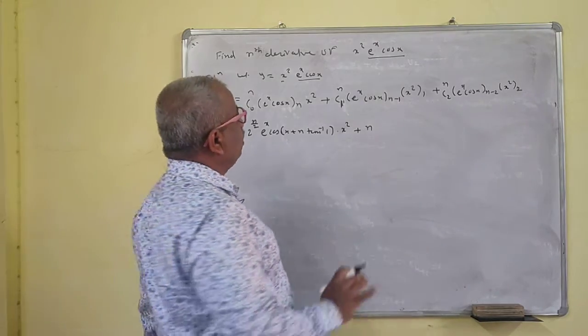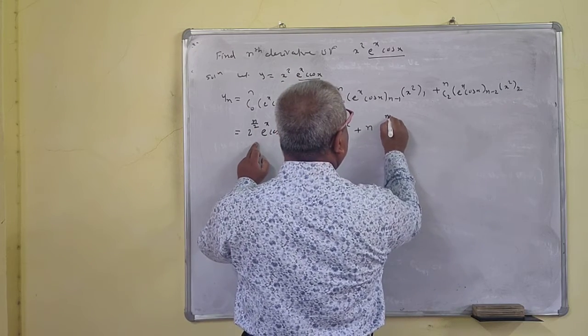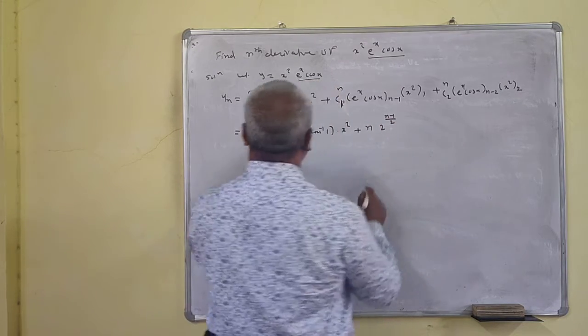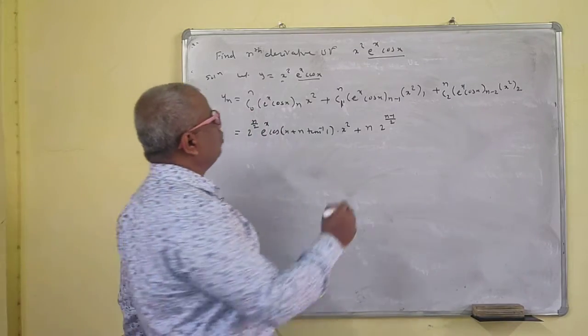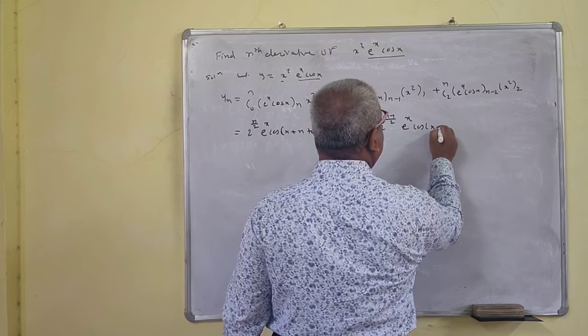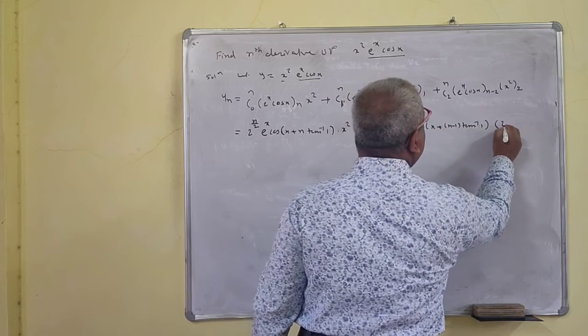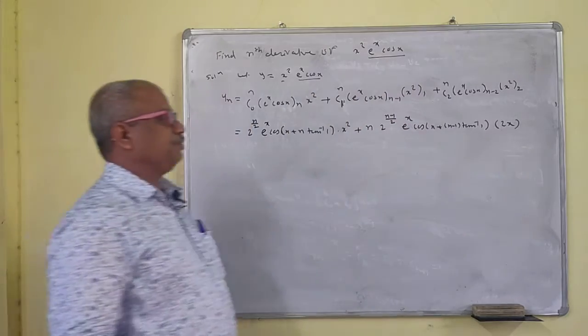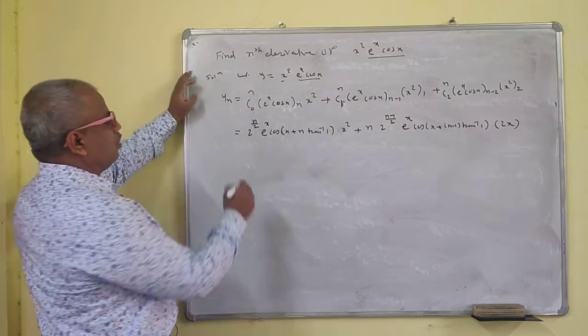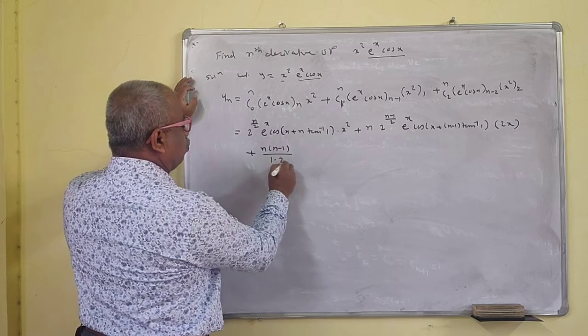nC1 is n. Okay, so now the n minus 1 derivative. This is 2 raised to n minus 1 upon 2. You have to replace n with n minus 1 now. Just write this: e raised to x cos of x plus n minus 1 tan inverse 1. And the derivative of x square is twice x. Plus nC2 is n minus 1 upon 1 into 2.